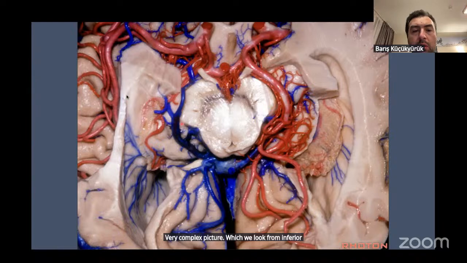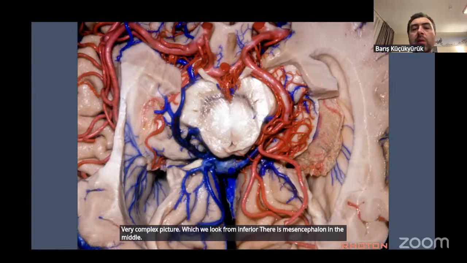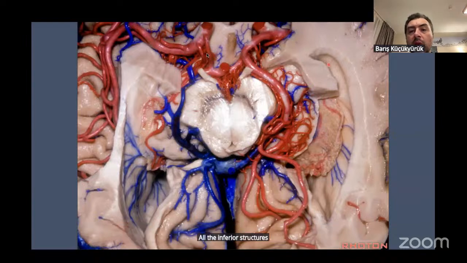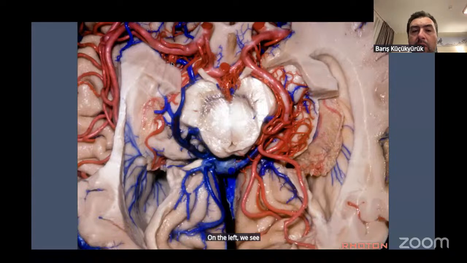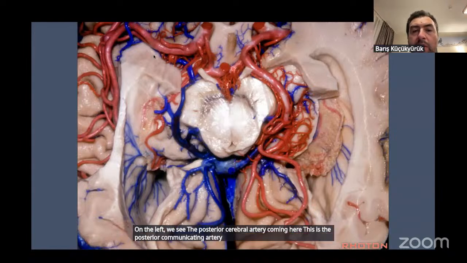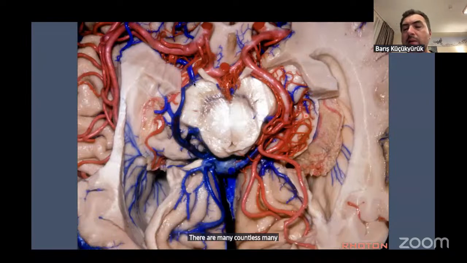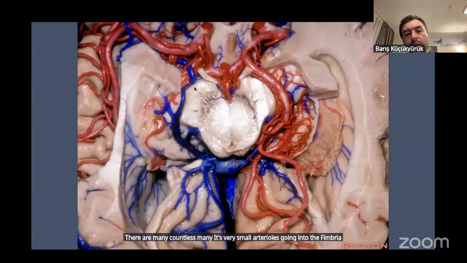There is the mesencephalon in the middle. All the inferior structures are removed to expose the temporal horn, the left temporal horn here, the choroid plexus here. On the right, we see the temporal horn, and the choroid plexus is cut. On the left, we see the posterior cerebral artery coming here. This is the posterior communicating artery, P1 segment, P2 anterior segment, and P2 posterior segment. There are countless very small arterioles going into the fimbria, hippocampus, and parahippocampal gyrus.